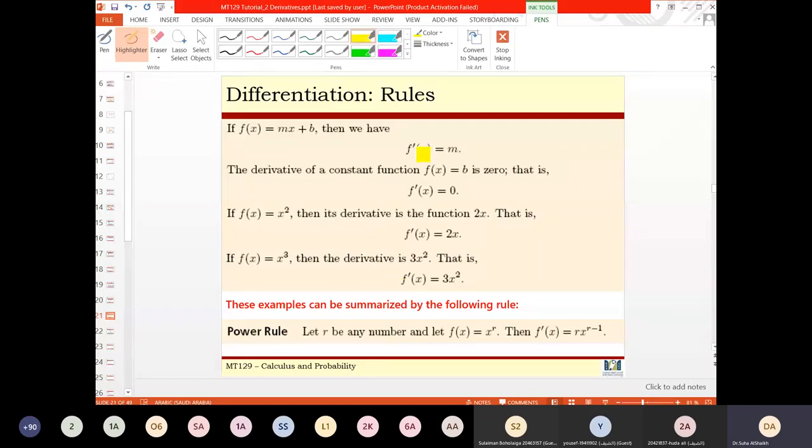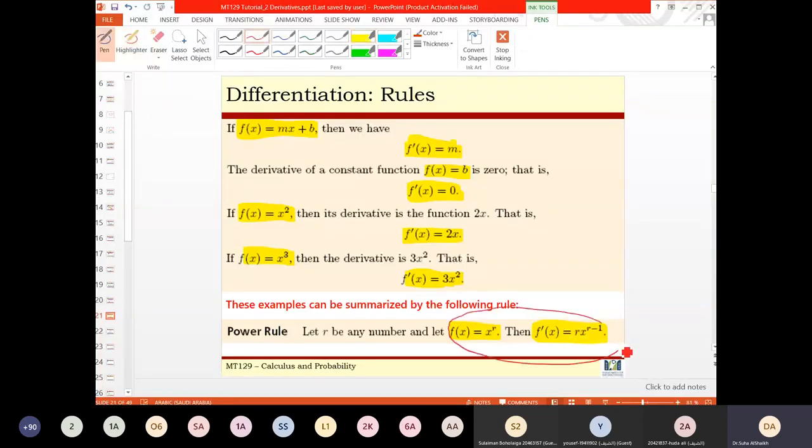The first rule is that the derivative of mx plus b is equal to m. The second rule is the derivative of a constant, يعني if I have f of x equal to constant p ثابت ما فيها x, the derivative is 0. The derivative of x squared is 2x. The derivative of x cubed is 3x squared. In general, we apply this by applying what we call the power rule. The derivative of x to the power r is r x to the power r minus 1.